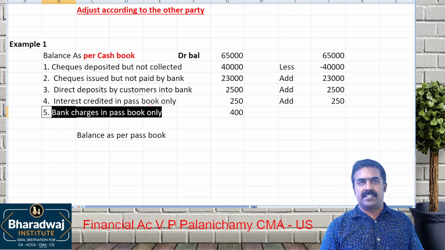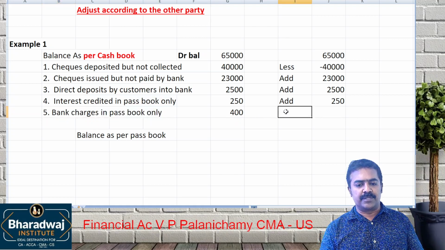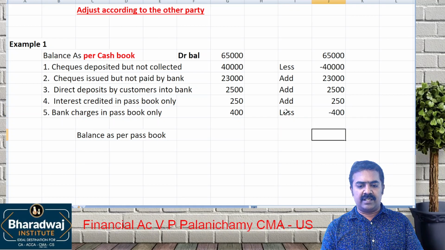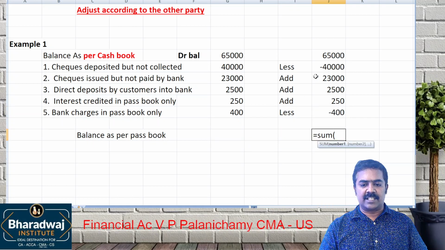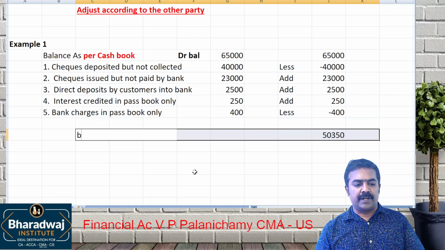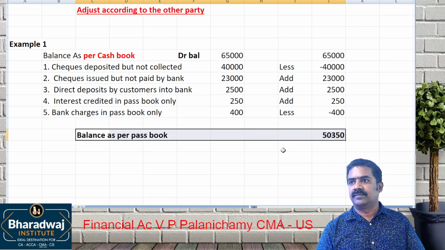Then bank charges in the passbook only. The bank has charged, the bank has reduced. What should we do? Let us also reduce it. Less 400. This will give us balance as per which one? Passbook. Simple. Adjust according to which one? The other party.